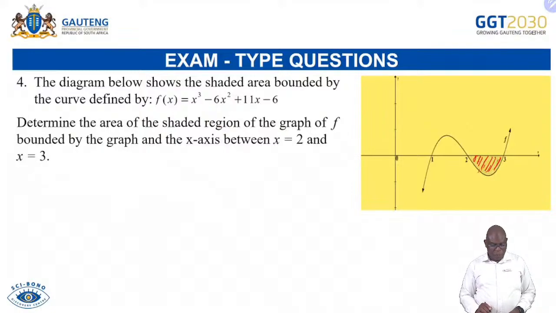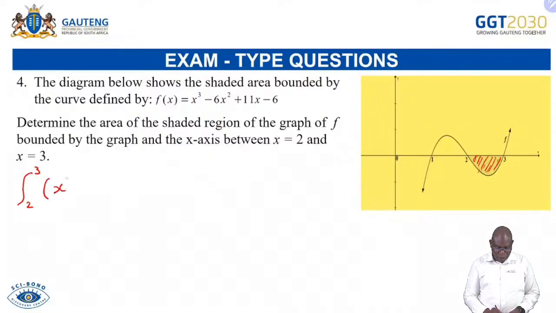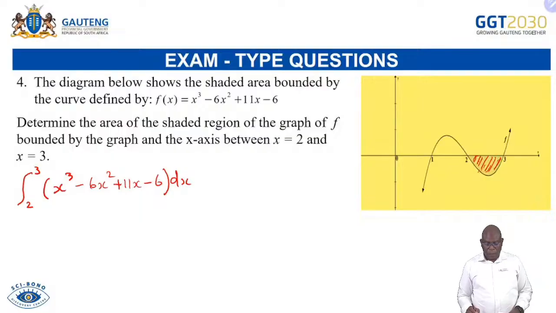First, let's do what we're supposed to do first. We must write down the integral sign. So we must have our upper boundary is 3, lower boundary is 2. We are having x cubed minus 6x squared plus 11x minus 6 dx. Let's now integrate.